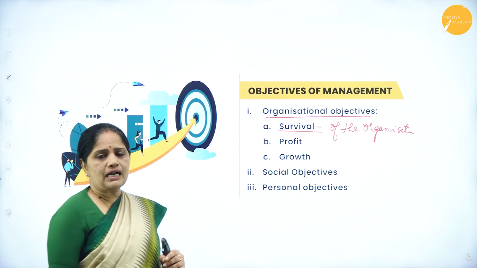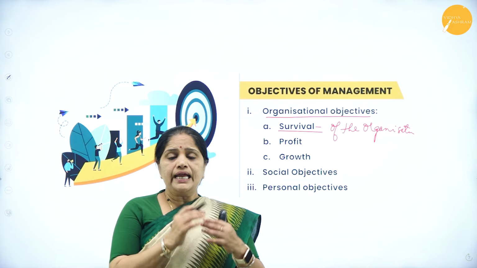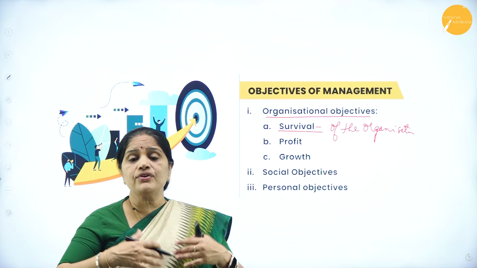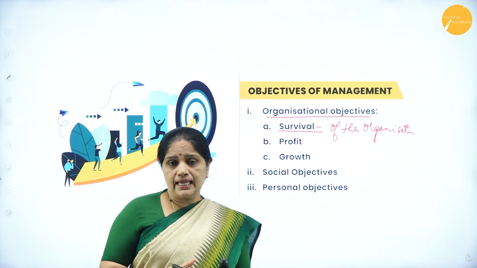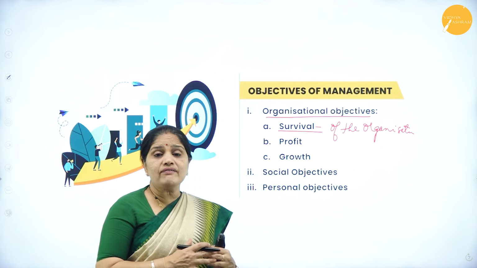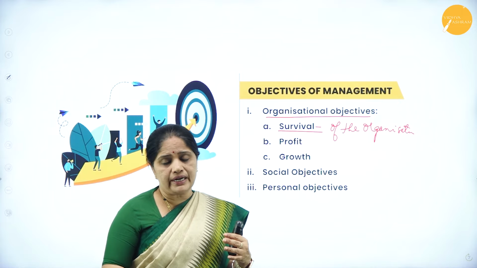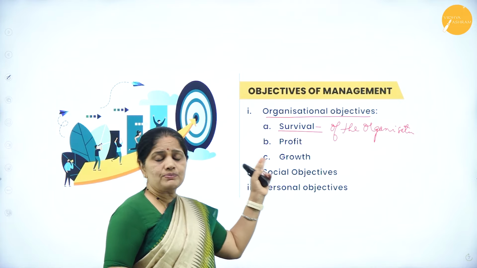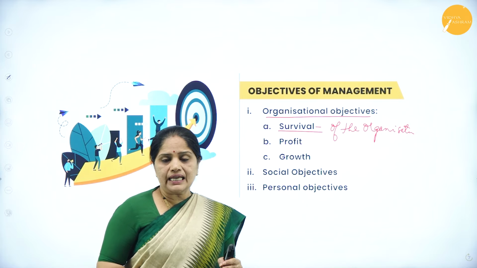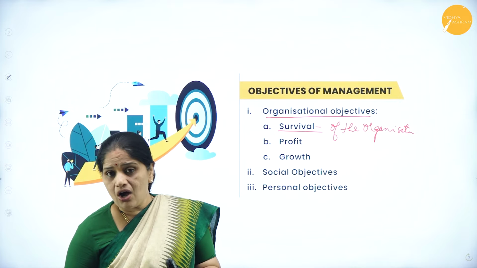Just like in accountancy, we have the going concern concept. What is this going concern concept? It says that we have to assume that the organization will stay for a very long period. In the same way here, survival means the management will work for the survival of the organization. The organization will live for a very long period. That is why the first objective of management is survival. It has to take care to see that the organization survives for a very long period.